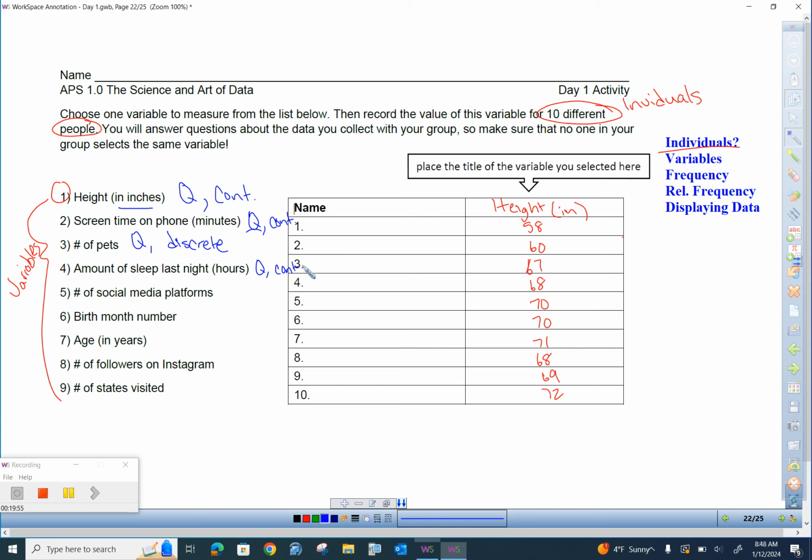Number of social media platforms, quantitative, but discrete. Again, you are counting how many you have. Birth month number, that's the exception. That one is categorical. Okay, even though it's a number, it is a category representing January, February, March, so on. Age in years, quantitative, continuous. Number of followers, quantitative, discrete, because you're counting. Same thing with that last one. That is quantitative and discrete.